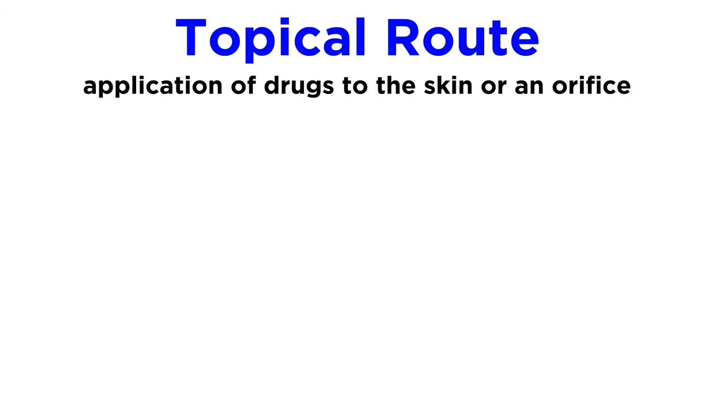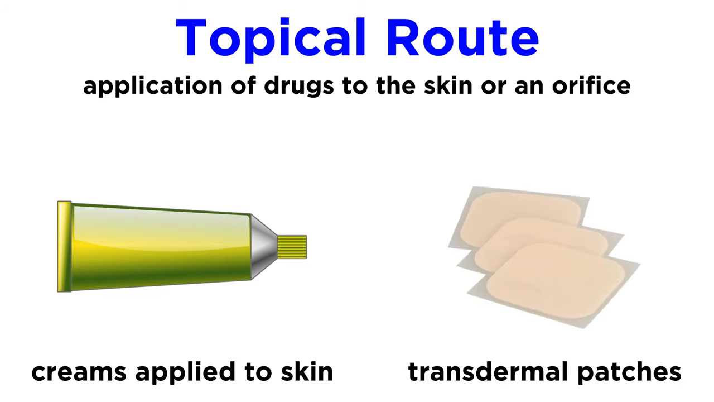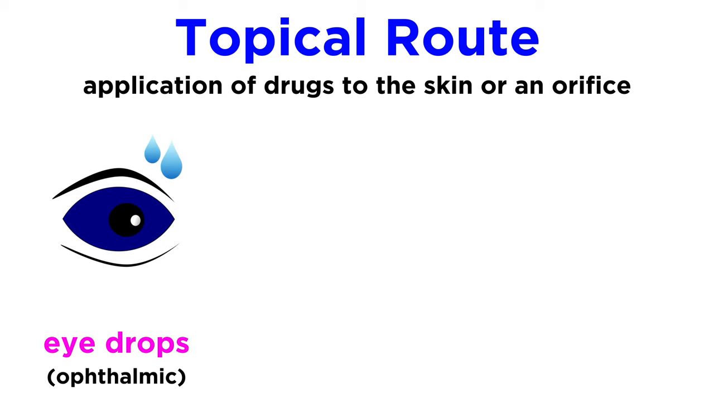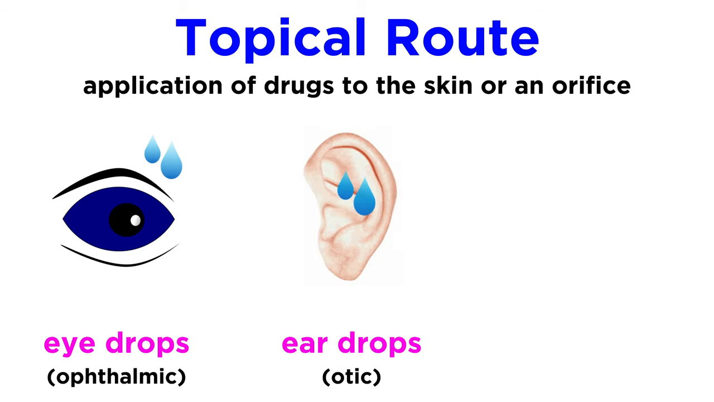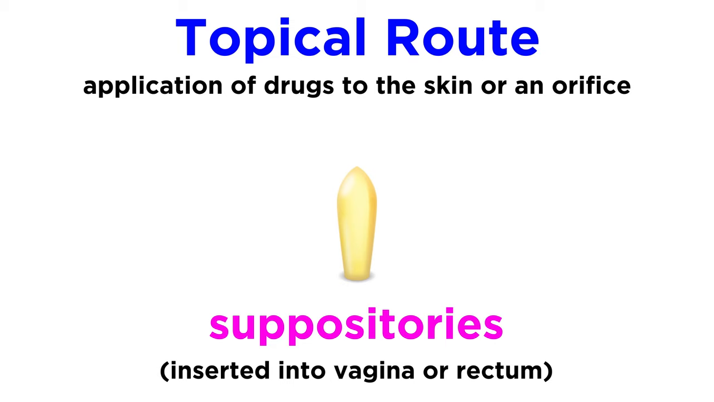This involves the application of drugs to the skin or the membranous linings of various orifices. So obviously, any kind of cream that is rubbed onto the skin falls into this category, as well as transdermal patches. In addition, there is ophthalmic administration to treat the eyes, such as with eye drops. Otic administration treats the ear, such as with eardrops. Nasal administration means through the nostrils, such as with various sprays. And then some drugs can be administered through the vagina or rectum, typically in the form of a suppository.